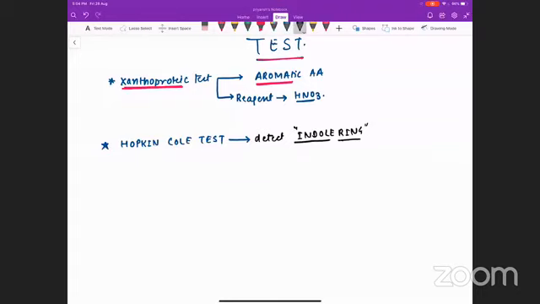Now, the indole ring is a structure which is only found in tryptophan. So I can say Hopkins-Cole test detects the indole ring, which is found in tryptophan.